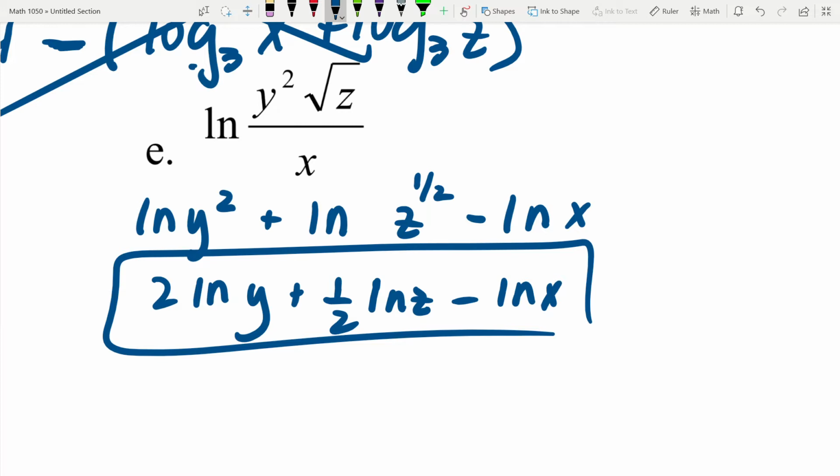You guys, I'm telling you, logs are not hard. They're not. It's just like manipulating things according to the rules. That's all you have to do.